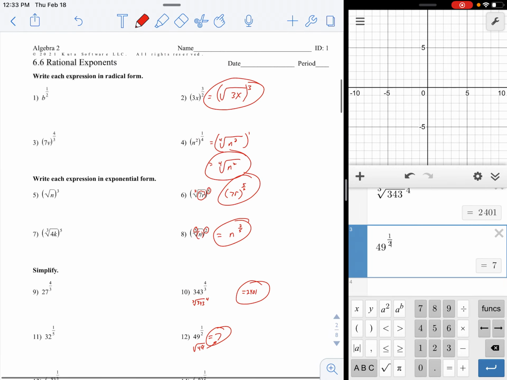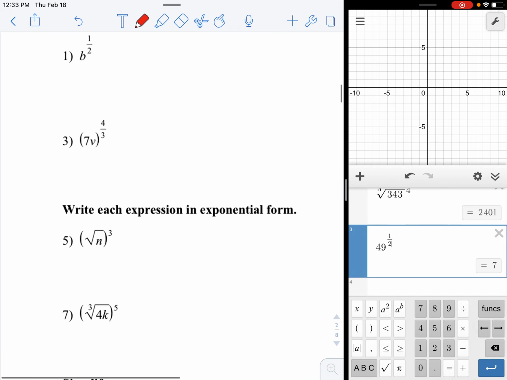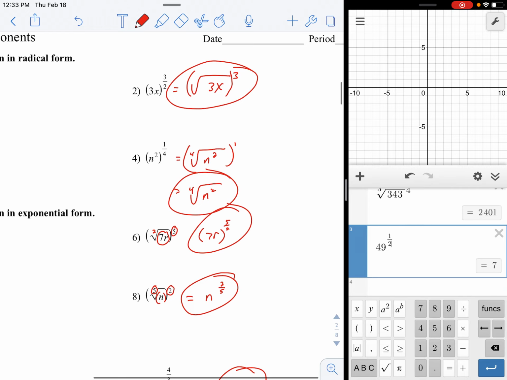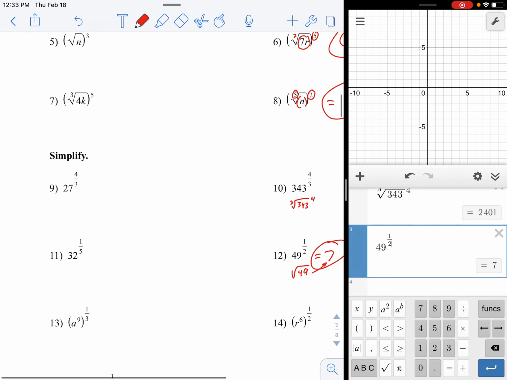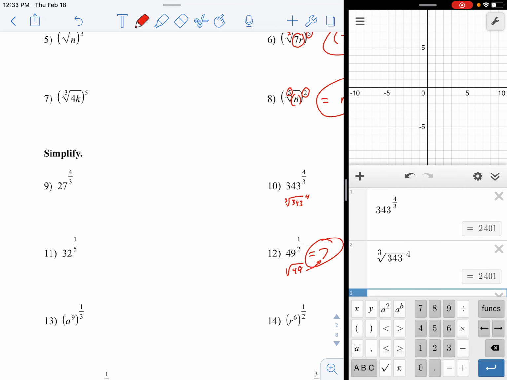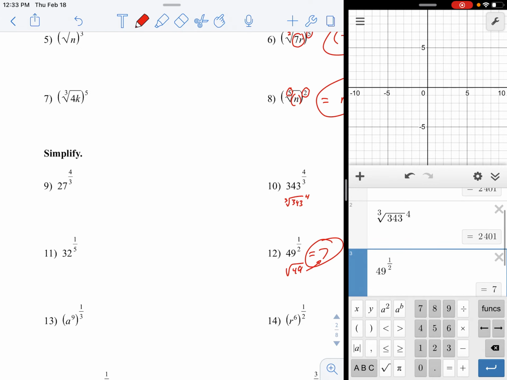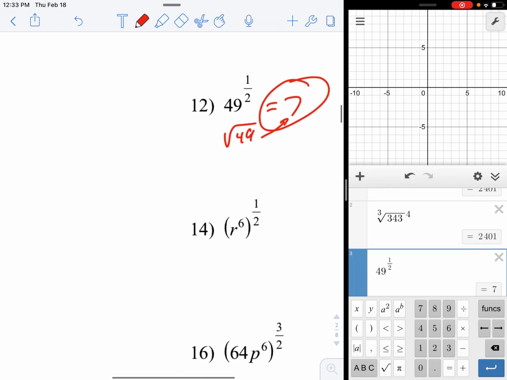There. Okay. So 1, 3, 5, and 7 is just rewriting from one format into the other format. 9 and 11 is you practicing doing these things on Desmos. And you can either do it as a power or you can do it as a root. That's up to you. But then we get into variables.